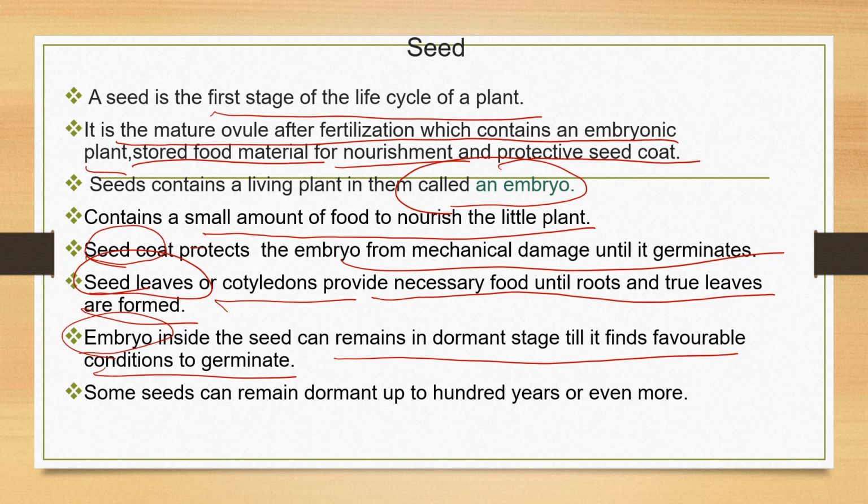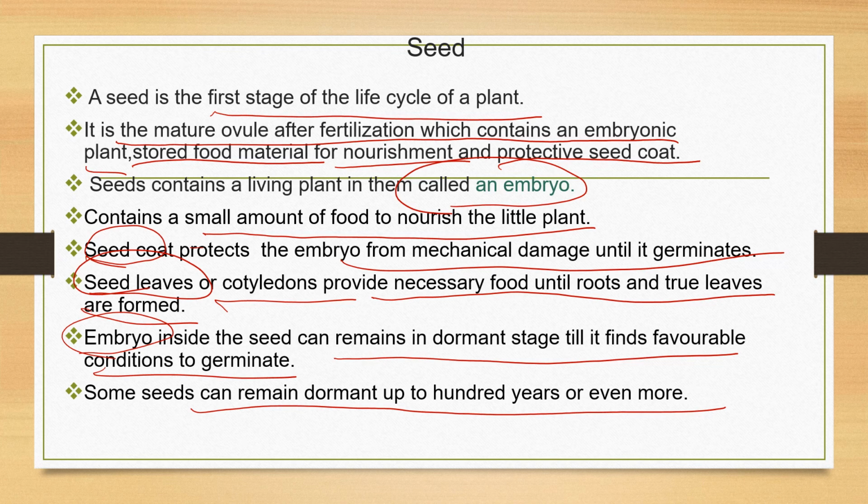Now, some seeds can remain dormant for hundreds and hundreds of years in that seed state, until they get the conditions to germinate. Even if they are getting some conditions, they might not be the required conditions for the seed to germinate. So they remain in the dormant state for hundreds of years or even more.